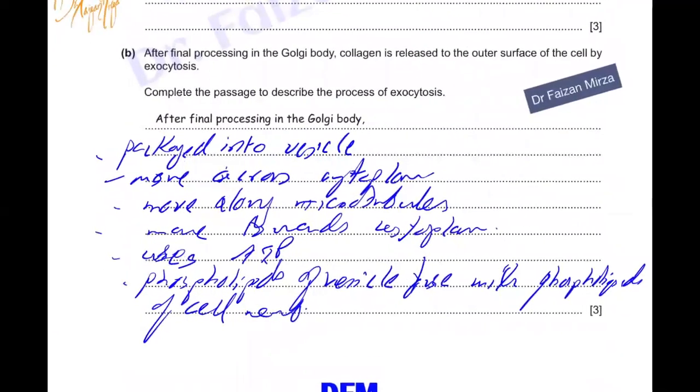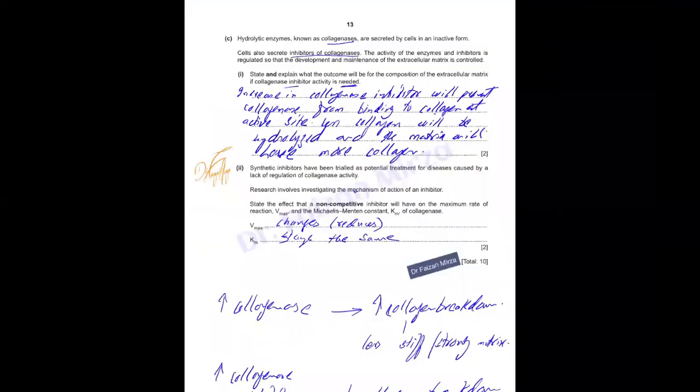You need to recall some description from your chapter one on cell structure. After final processing in the Golgi body, collagen is released to the outer surface of the cell by the process of exocytosis. Complete the passage to describe the process of exocytosis. We know that after processing in the Golgi body, it's packaged into a vesicle. It moves across the cytoplasm, moves along the microtubules, and uses ATP. The phospholipids of the vesicle fuse with the phospholipids of the cell membrane, and the contents are released outside.